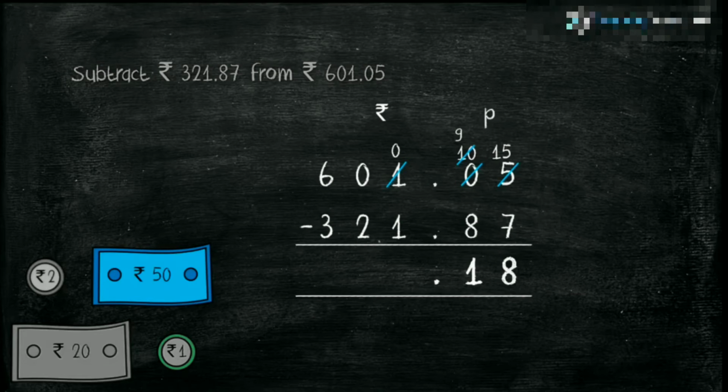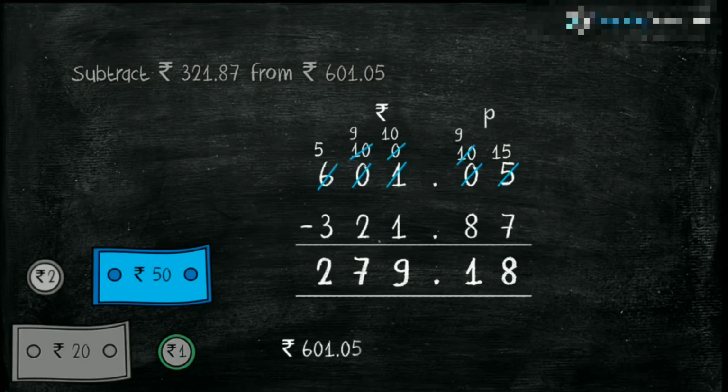0 is weaker than 1, so it takes the help of 6. Therefore, 6 becomes 5 and 0 becomes 10. So 10 minus 1 equals 9. 9 minus 2 equals 7 and 5 minus 3 equals 2. Therefore, the answer is 279 rupees 18 paise.